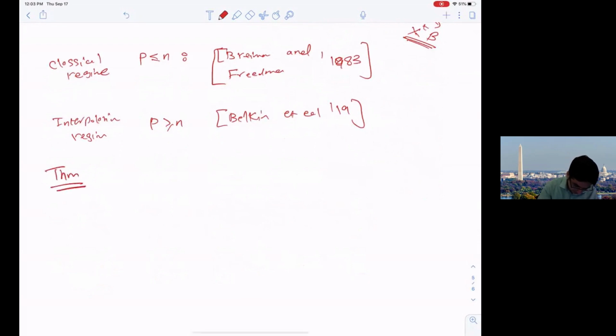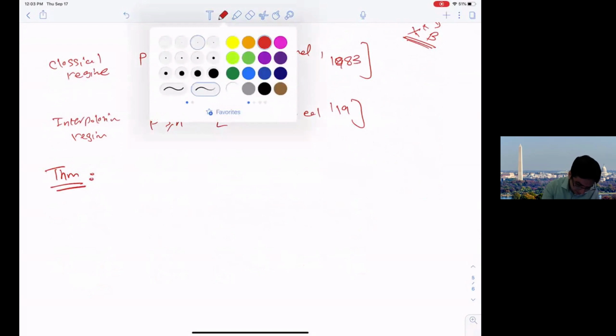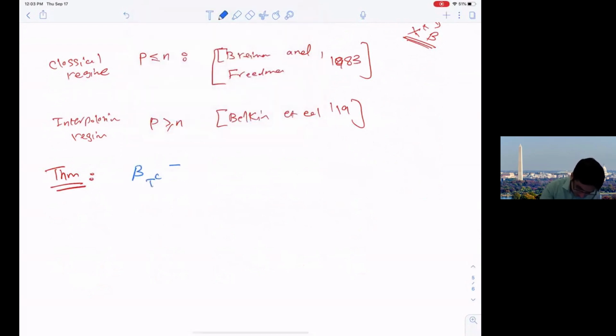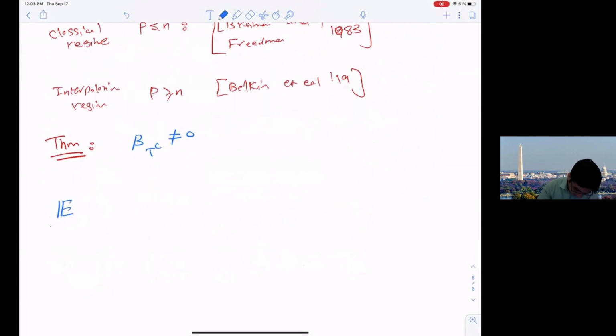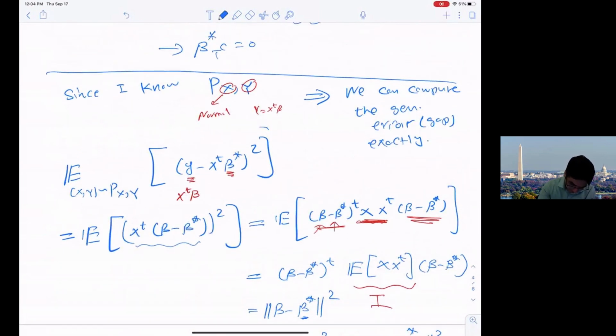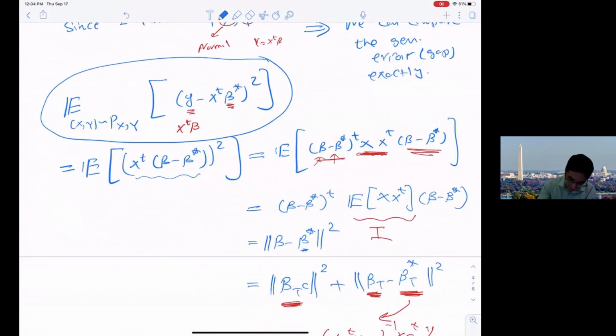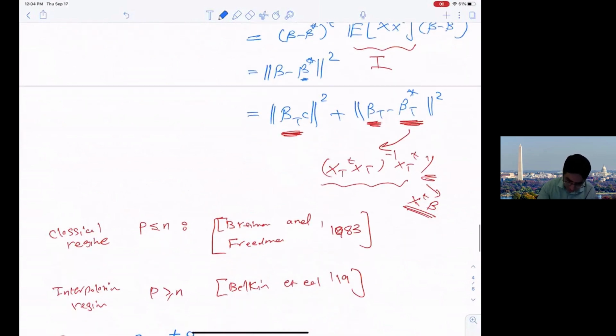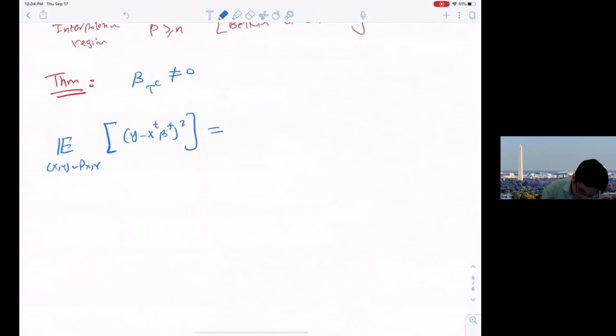So let me state the theorem. Assuming that I don't use all of my features, let's say beta TC is non-zero. So you're not using all of your features. You have some features that you are not using. You can look at the test error in the population sense. So I'm looking at the expectation of my Y minus X transpose beta star. Beta star is something that I computed from training, and then I'm evaluating my test error like this. As you see, we can simplify it and relate it to just the difference between betas. And I know my beta star is coming from this closed form solution. You can just plug everything in and simplify this term under different regimes.